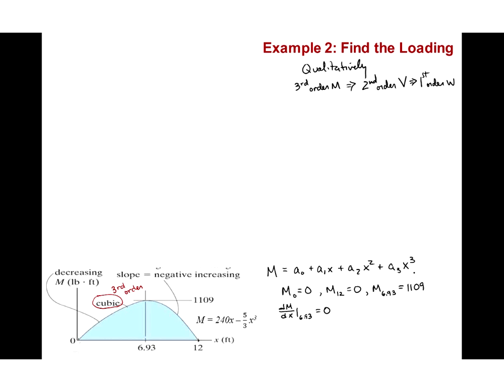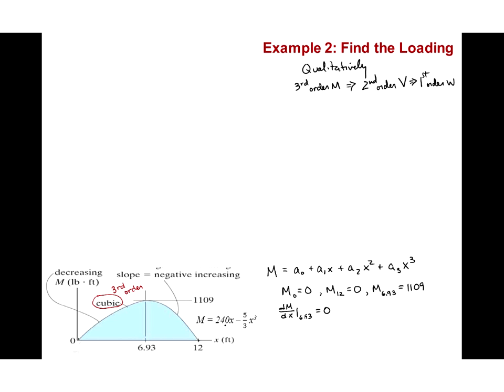And if we do so, we would get this equation that M turns out to be equal to 240x minus 5/3 x cubed. In other words, A0 is 0 and A2 is 0. And so we actually just have a first order term and a third order term for this particular function.